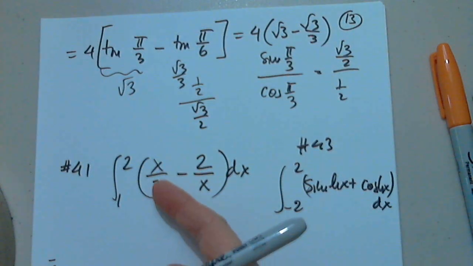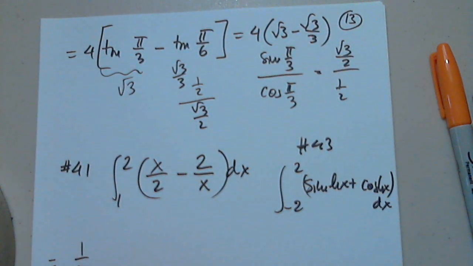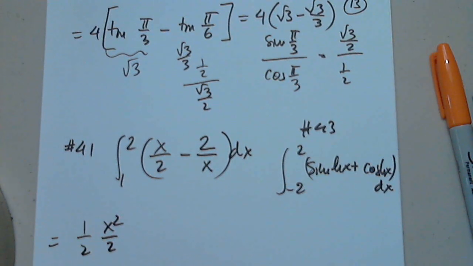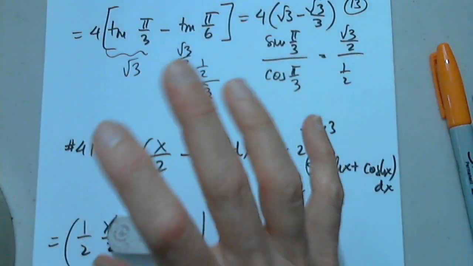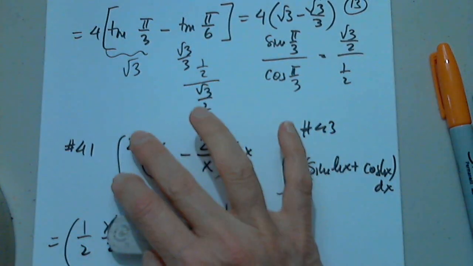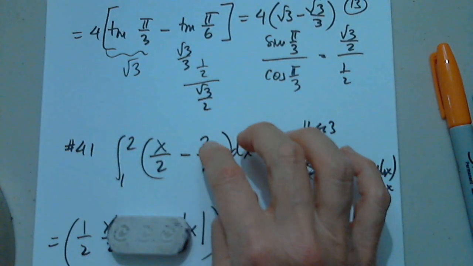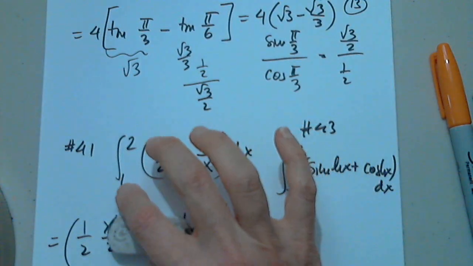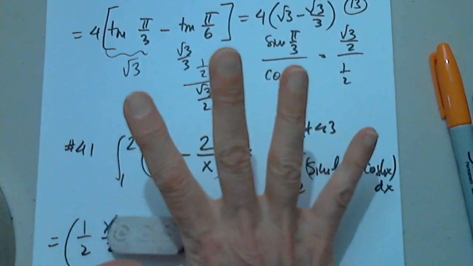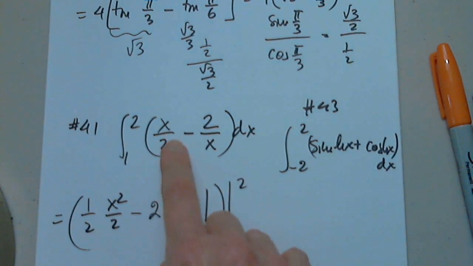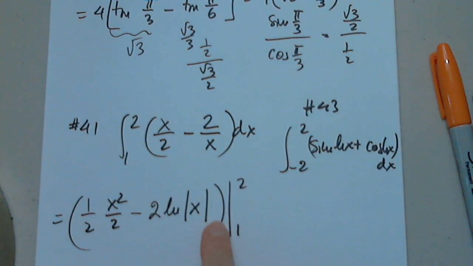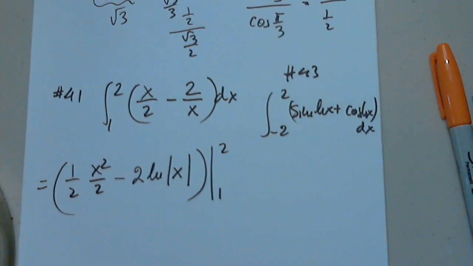So obviously for x over 2, I have 1/2, and this is x squared over 2. Minus, this is 2, and natural log of the absolute value of x from 1 to 2. I skipped, sorry about that. So this function is linear. It's defined everywhere. This function is rational, and it's not defined at 0, but 0 is not here. So then 1/2 goes in front, and x squared over 2 prime is x, and minus 2 natural log of the absolute value from 1 to 2.